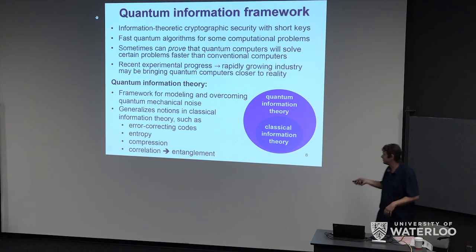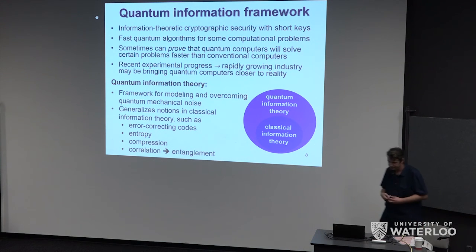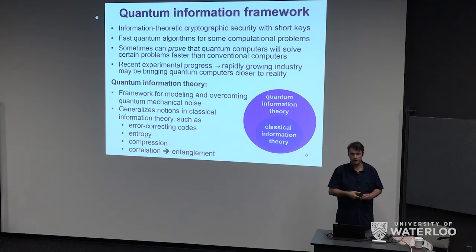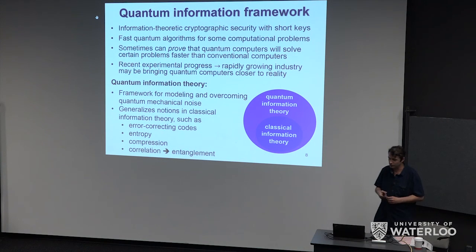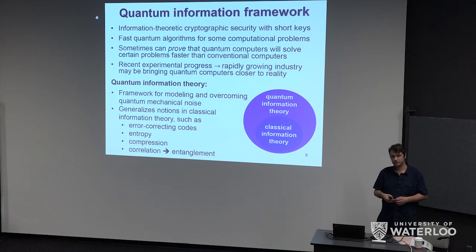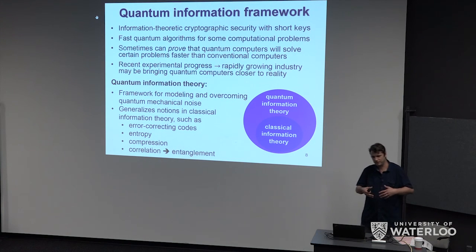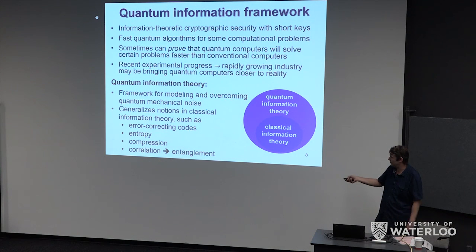Quantum information theory is a generalization of classical information theory that treats it as a proper subset. Besides being a framework for modeling and overcoming quantum mechanical noise, it generalizes certain notions such as error correcting codes. There's a theory of quantum error correcting codes, which we'll study the basics of in this course. The notion of entropy generalizes, and so does data compression. And classical correlations generalize to more general types of correlations known as entanglement.